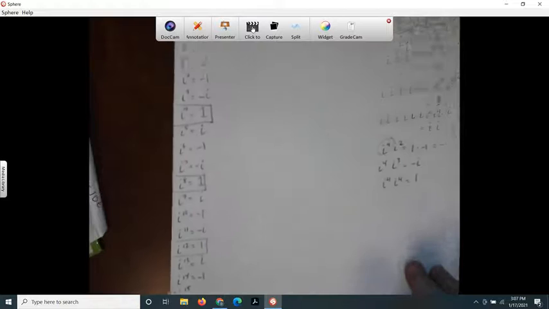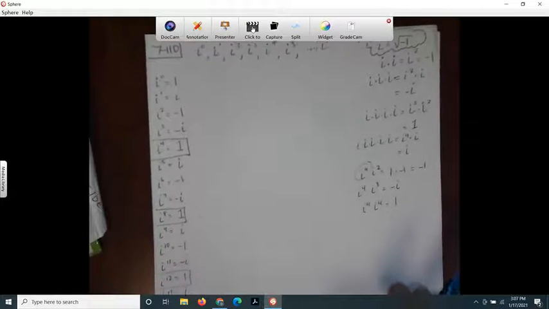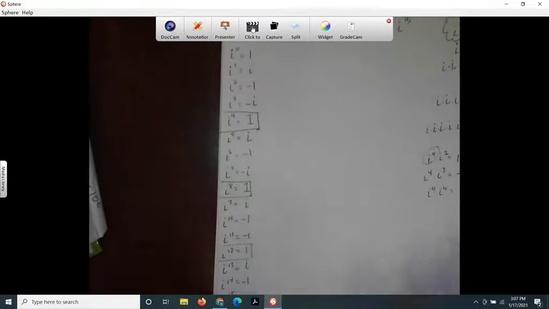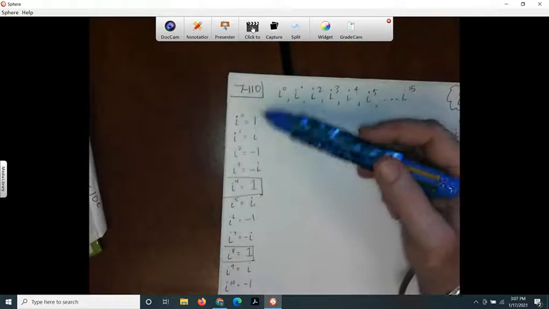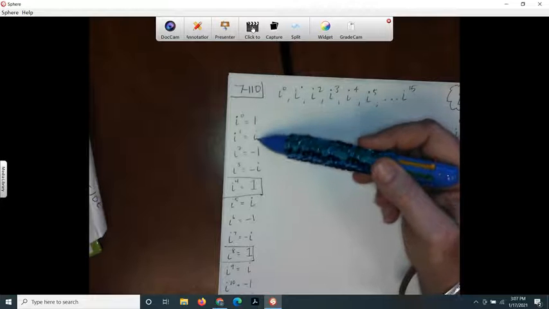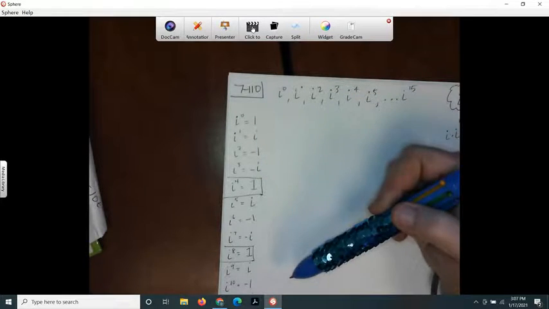So this was the answer to letter A. It said calculate the result for each term, and we did all the way up to 15, and then describe the pattern. So you would want to say the pattern is, it goes 1, i, negative 1, negative i. That's the pattern. And then it repeats 1, i, negative 1, negative i. So write that for your answer. And then for letter B, it says use this pattern to calculate i to the 16th.